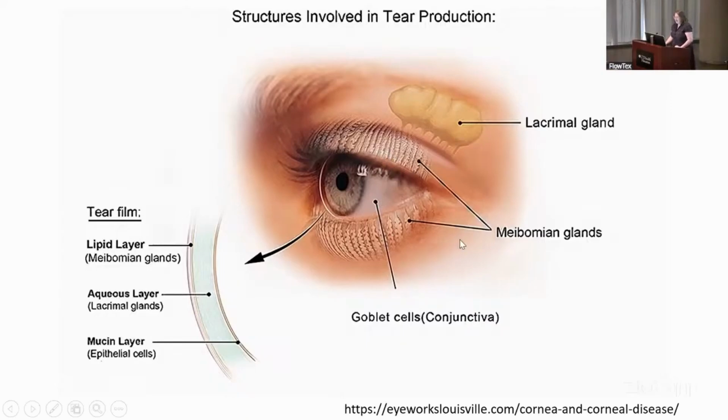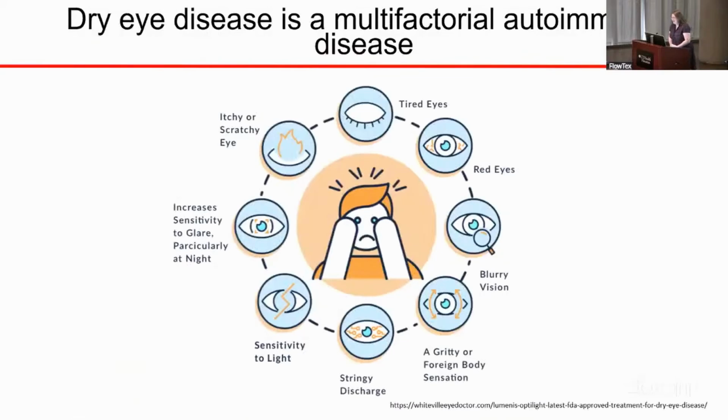And so when you have all 3 of these working in harmony, you have a beautiful tear film, you have beautiful, clear vision. But I'm not here to talk about perfect health. I'm here to talk about disease. And so when any of those components are disrupted, you end up with a disease called dry eye disease. So dry eye is an umbrella term referring to any interruption of the tear film from any of those three components that I talked about. It is a multifactorial autoimmune disease, so it is a chronic inflammatory disease.